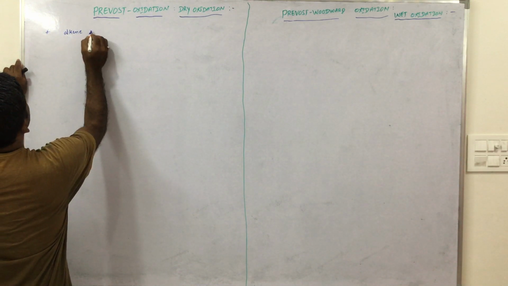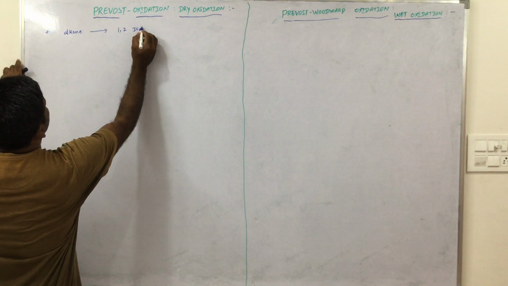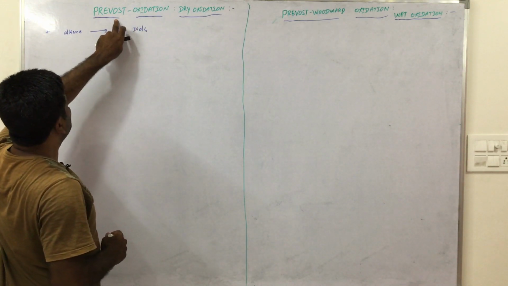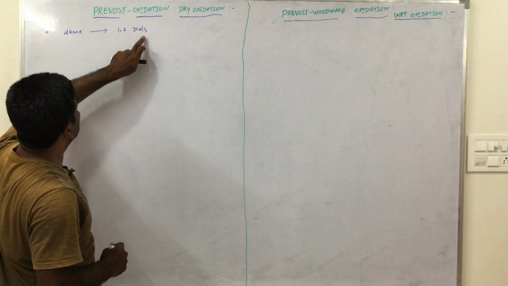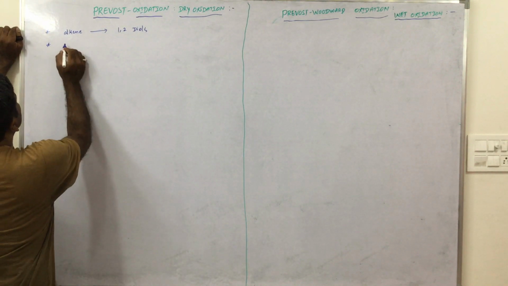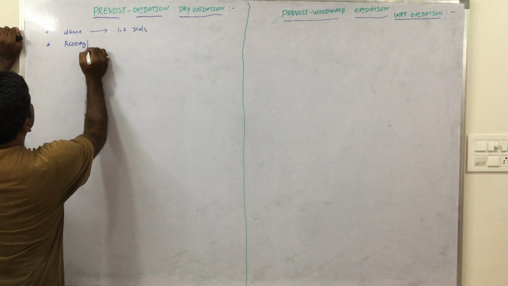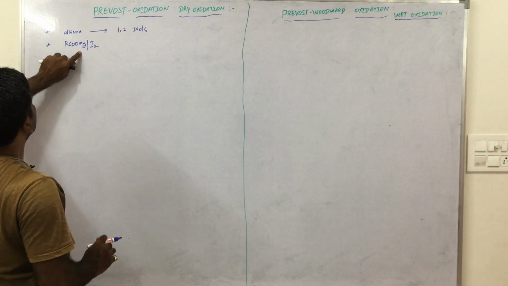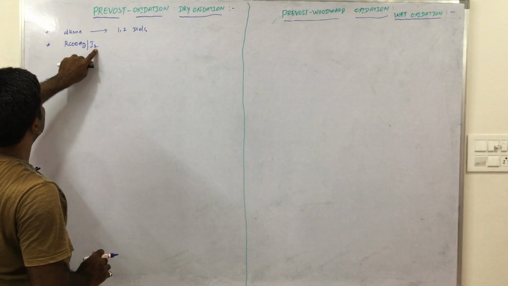alkene to 1,2-diols. Okay, the use of this Prevost oxidation reagent is that alkenes get converted into 1,2-diols, and the second is RCOOAg in the presence of I2. This is the reagent. RCOOAg in the presence of I2.